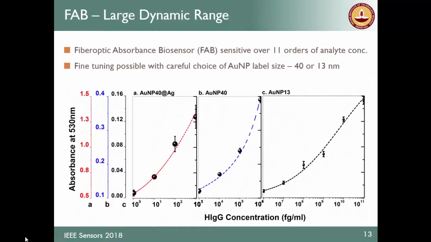Here is one point I want to stress. Most of the time, clinical diagnosis involves a spectrum of analytes at different concentrations, so your sensor should be able to work at a given concentration range. By simply choosing the particle size, you can easily shift the dynamic range. So that's one of the advantages of the sensor.